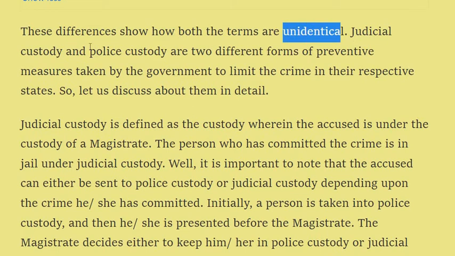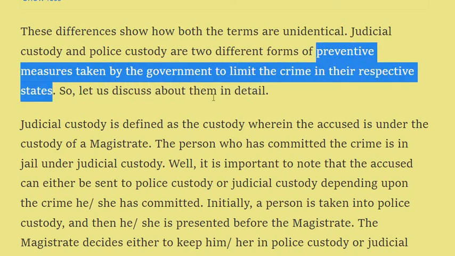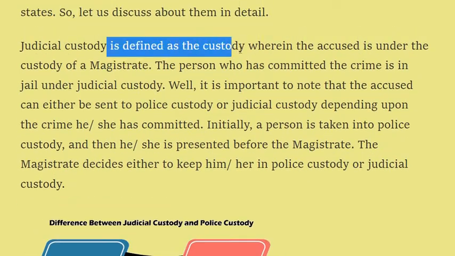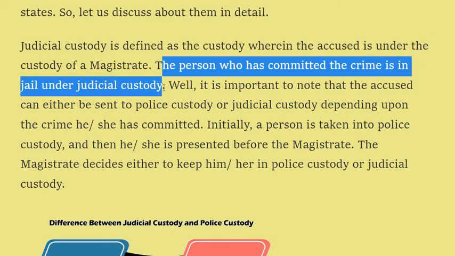Judicial custody and police custody are two different forms of preventive measures taken by the government to limit the crime in their respective states. So, let us discuss them in detail. Judicial custody is defined as the custody wherein the accused is under the custody of a magistrate. The person who has committed the crime is in jail under judicial custody.